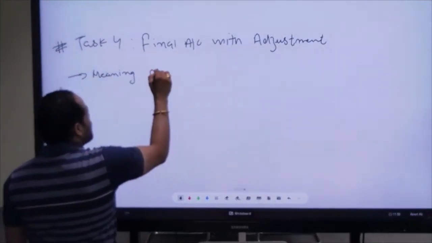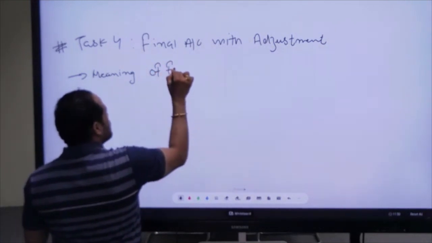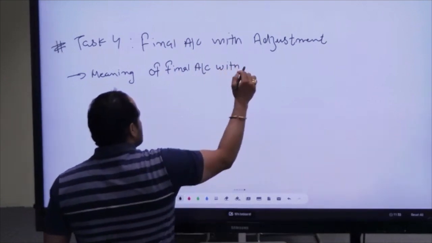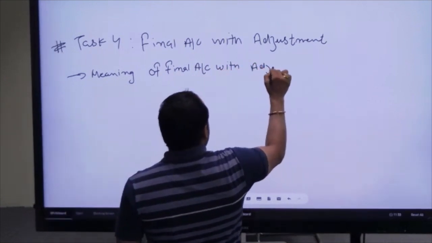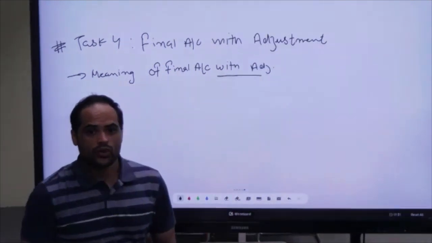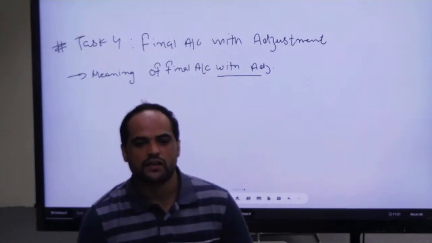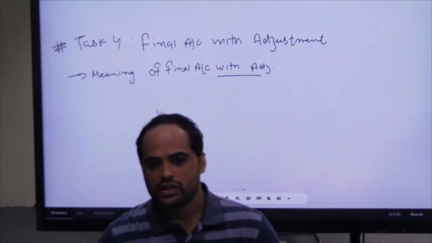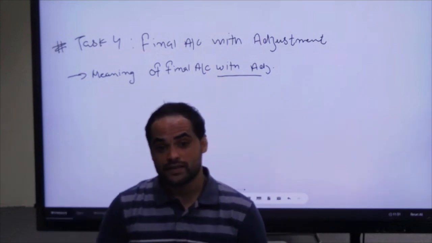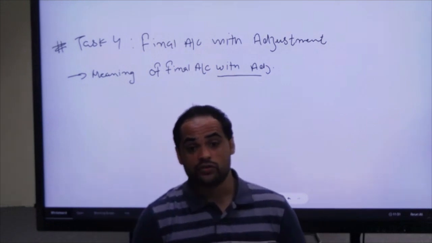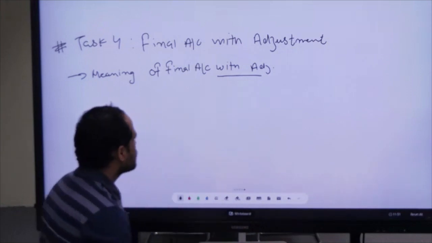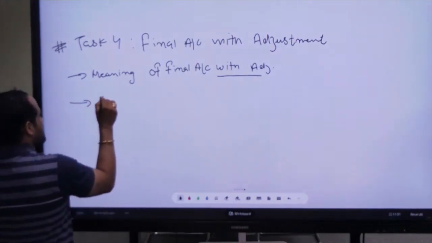Meaning of final accounts with adjustment. Now, what is the meaning of final accounts with adjustments? With adjustment means any kinds of transactions which occur after preparing the trial balance. So that's called adjustments. So before completing our final accounts, which are the income statement and balance sheet, we have to make adjustments. All right. Okay. Now we move on to the calculations part.